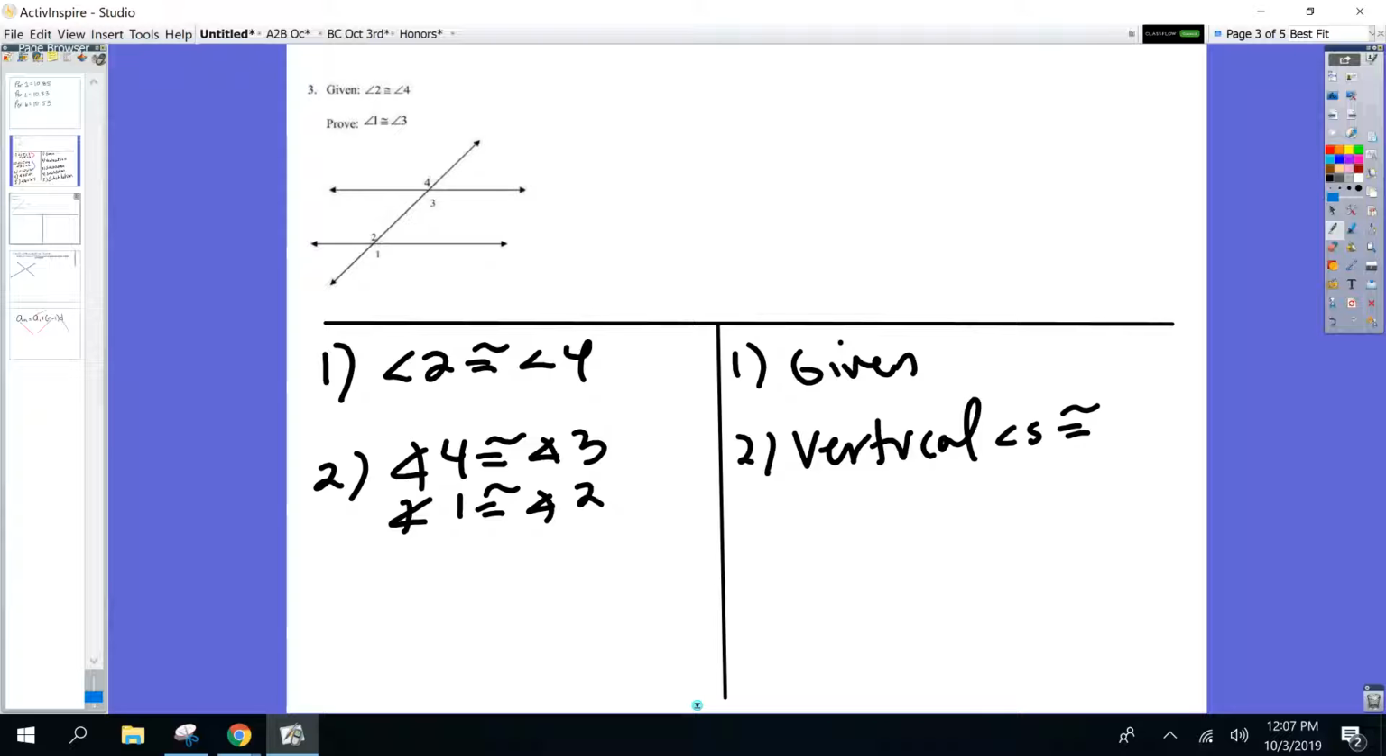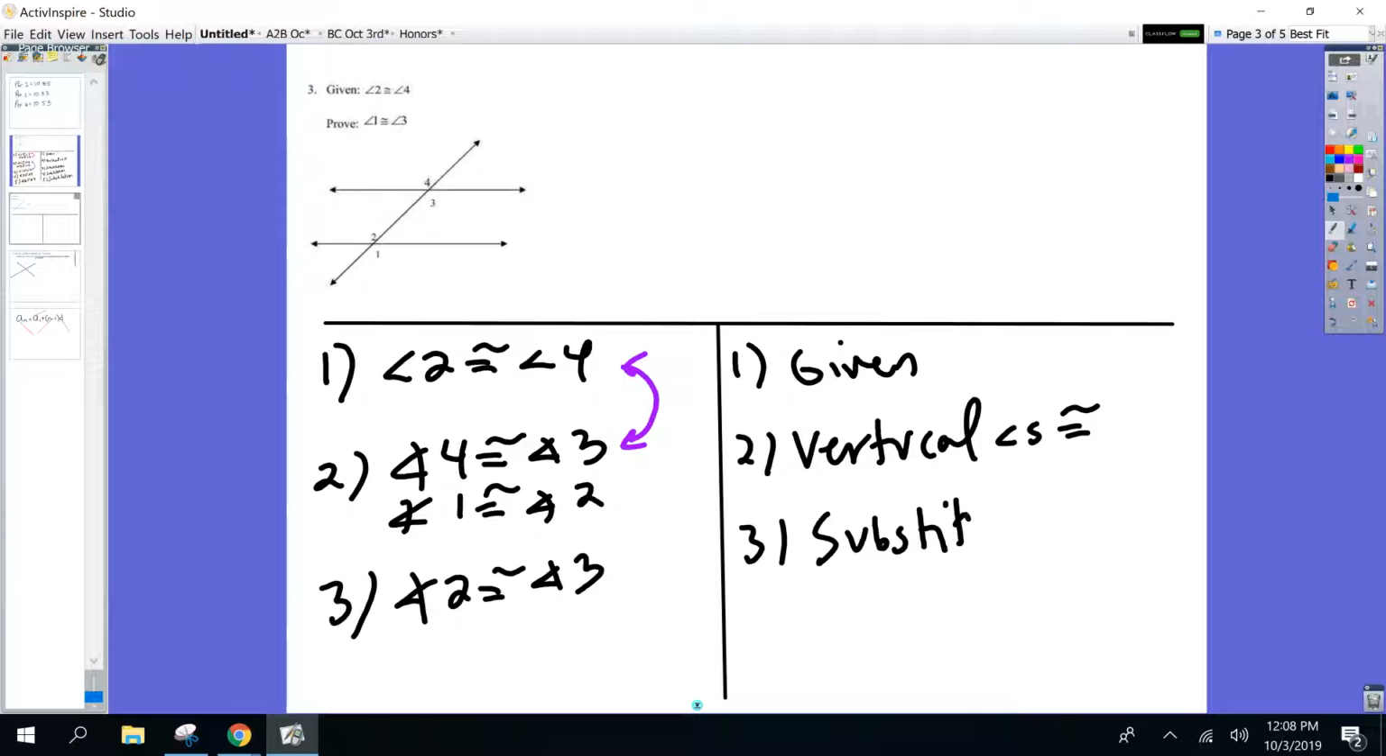How many congruent quantities do I have up on the board? 3. You can only pick 2 of them to use right now. Which 2 do you want to use? Anybody have a preference, or am I going to pick again? All right, I'll pick these 2. 2 is congruent to 4 and 4 is congruent to 3. What's my conclusion then? 2 is congruent to 3. There's a substitution. Don't go back and use them. They're done.